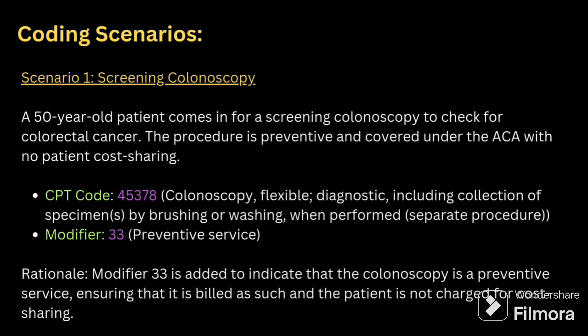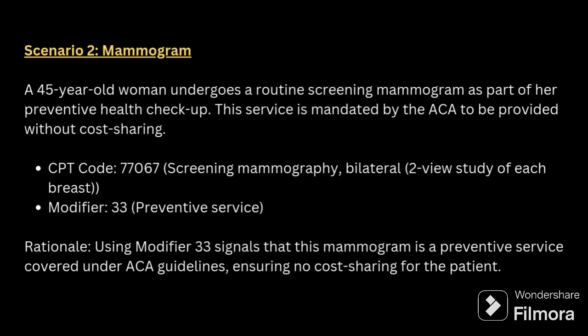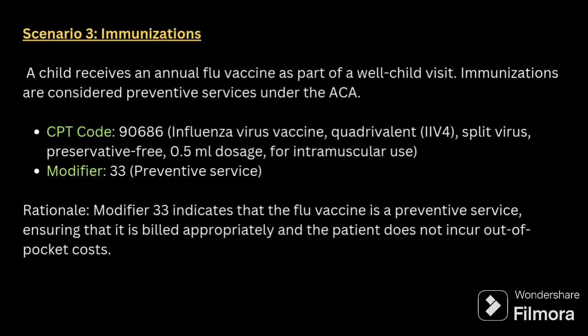I have given coding examples, so you can read the question and see. Since here we check for colorectal cancer, that's why we are adding the 33 modifier. As well, in the second question, preventive health checkup, mammogram as a part of preventive health checkup, that is the keyword here. That's why we are using the 33 modifier along with this CPT code. And the third one here is immunization. The patient is here for immunization. That's why we are adding the 33 modifier along with the vaccine code. So this is all about the 33 modifier, that is preventive services.